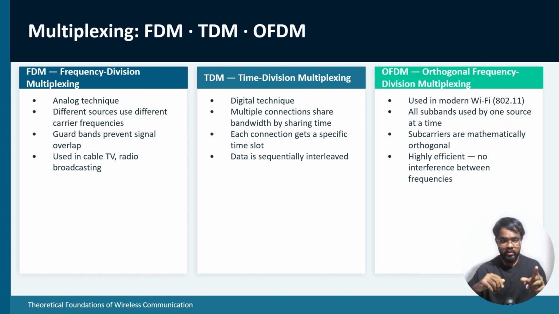First, FDM, or frequency division multiplexing. This is an analog technique where signals from different sources modulate different carrier frequencies. These frequencies are combined into a single composite signal. To prevent the signals from overlapping, they are separated by strips of unused bandwidth called guard bands.